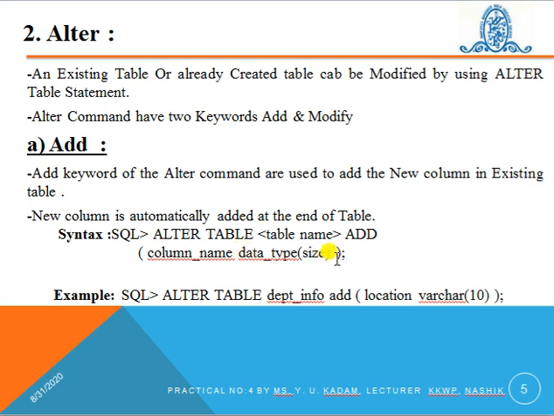We can add more than one column at a time in a single alter command by separating them with a comma. Okay, here I am adding only one column. See the example: alter table name add location varchar of 10. It means I am adding a column location to this department info table. Department info already exists, so this location column will be added to the last in the department info table.